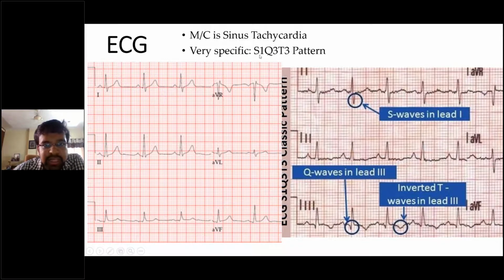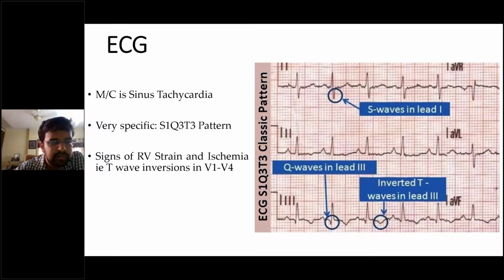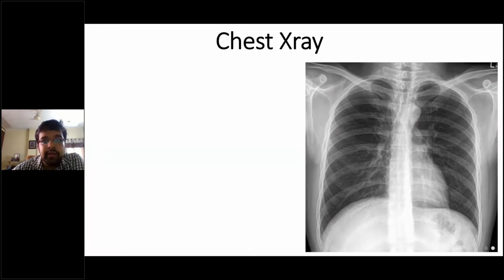So this is what we call the S1Q3T3: deep S waves in lead 1, Q waves in lead 3, and inverted T waves in lead 3. So this is not very important for you people, but I just wanted to show you this S1Q3T3 pattern, which is a very specific finding on an ECG. ठीक है. Now coming to the chest X-ray. तो इसमें X-ray में क्या दिख रहा है सोचो.